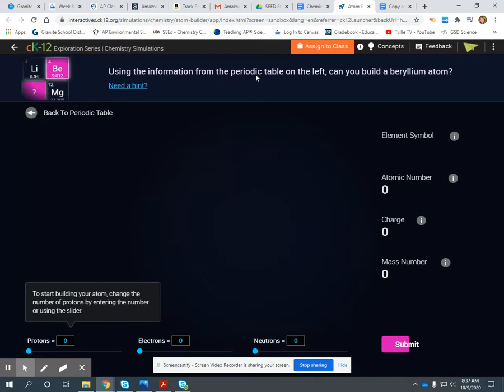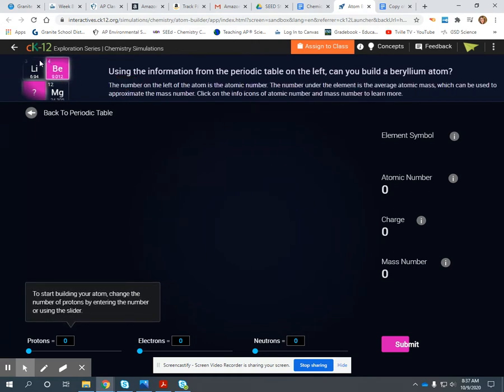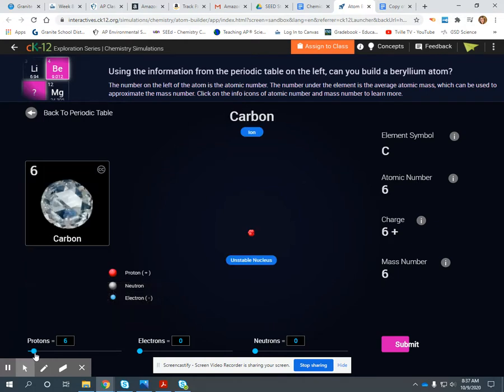Now, using this information from the periodic table, we can build a beryllium atom. So let's think about what's on the periodic table. We know that we have the atomic number and that we know that we have the average atomic mass of beryllium. So we know that there are 4 protons in the nucleus and that beryllium probably has a mass close to 9. So let's start with the protons. We know that we need to add 4 protons to make this a beryllium atom. So at the slider at the bottom of the screen, I'm going to slide it over to number 4, beryllium.